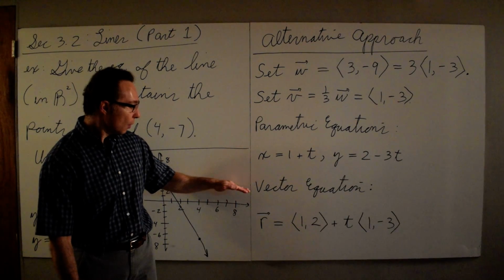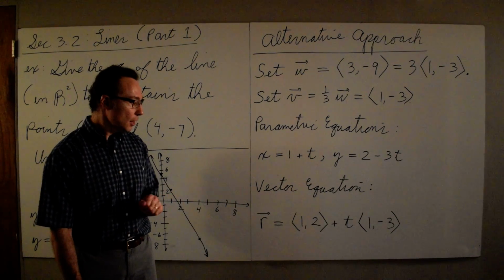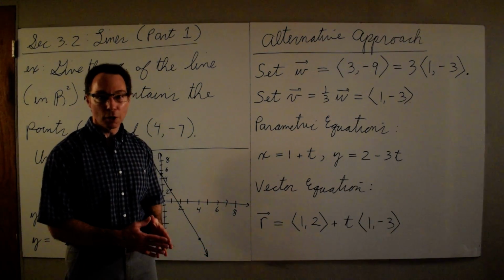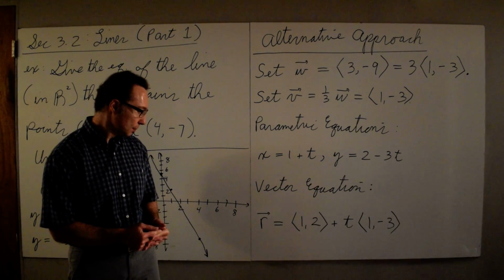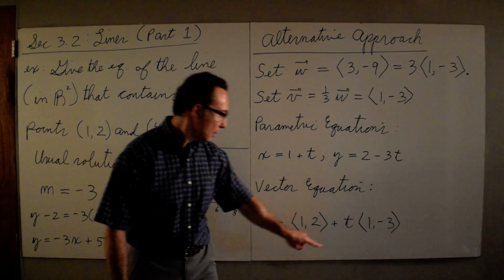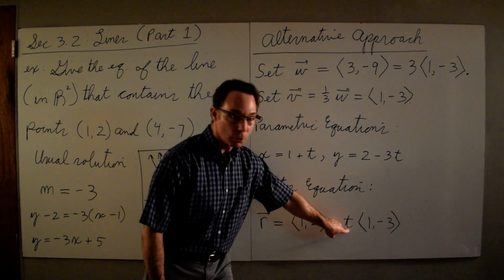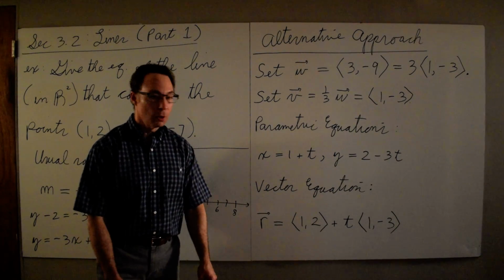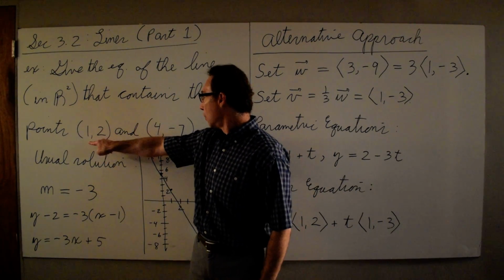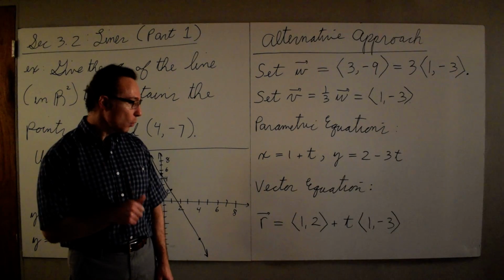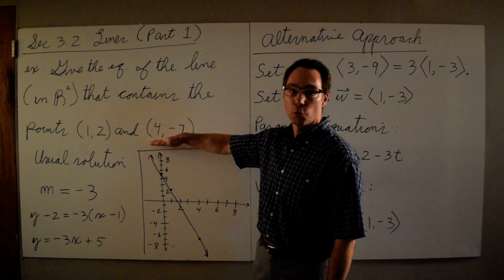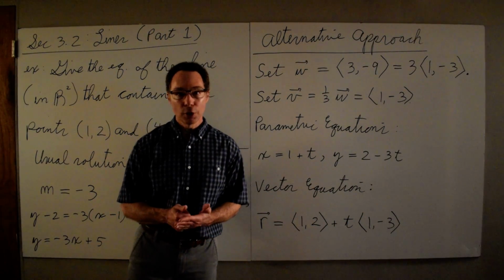But we can write the line as a vector equation. So here we're looking at vectors, and we're looking at the components of the vectors as the coordinates of the point. So we let r, this is a vector r, be the vector <1, 2> plus the vector <1, -3> with scalar multiple t. And so what happens when t is 0? We have the vector <1, 2>, which corresponds to the point (1, 2). When t is equal to 3, we have the vector <4, -7>, which corresponds to the point (4, -7).